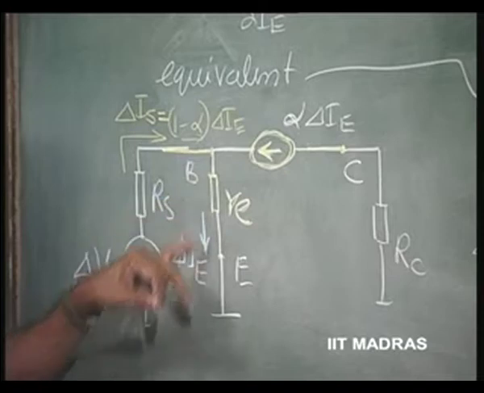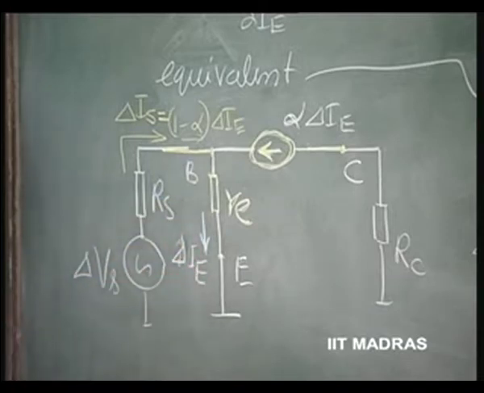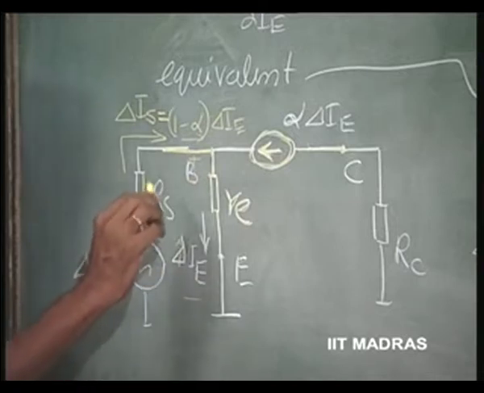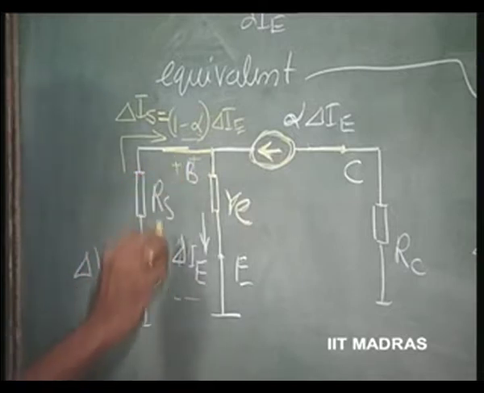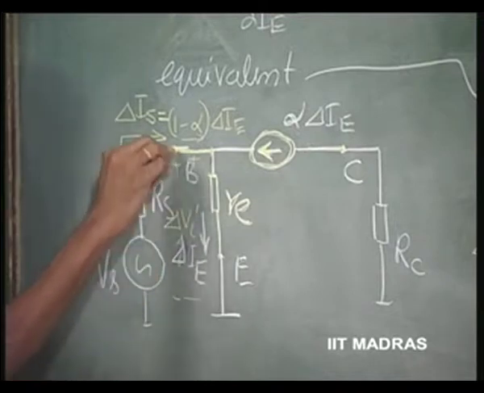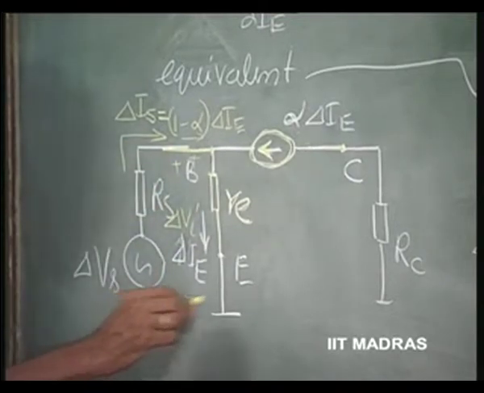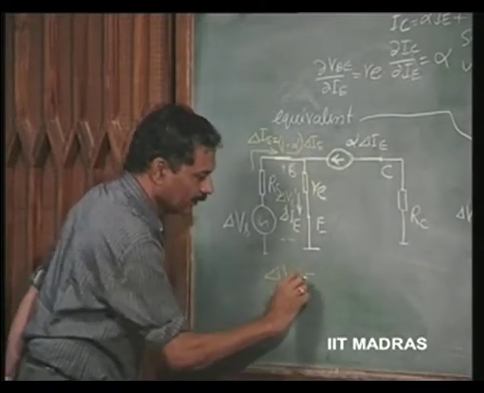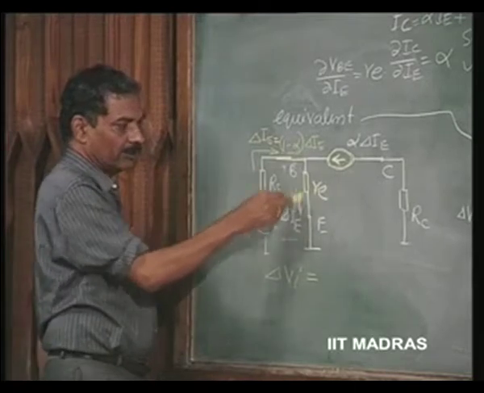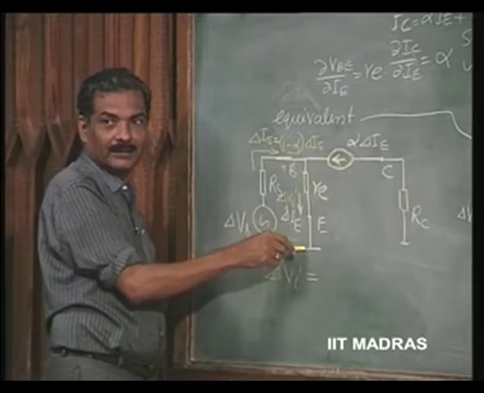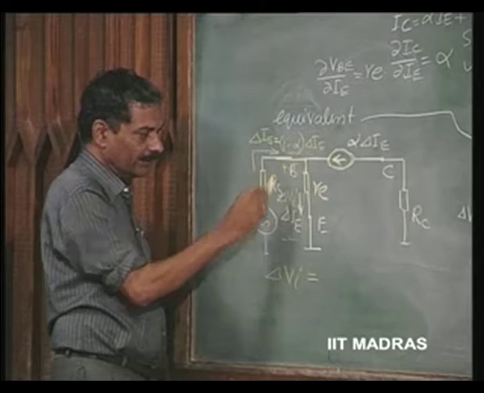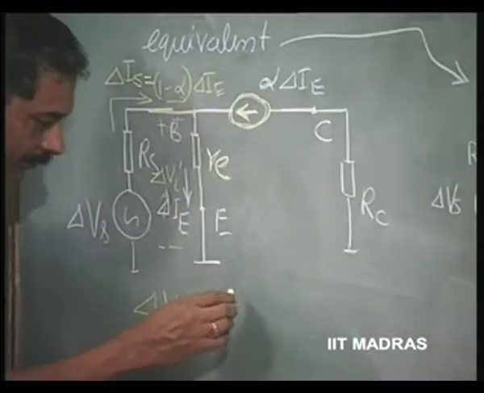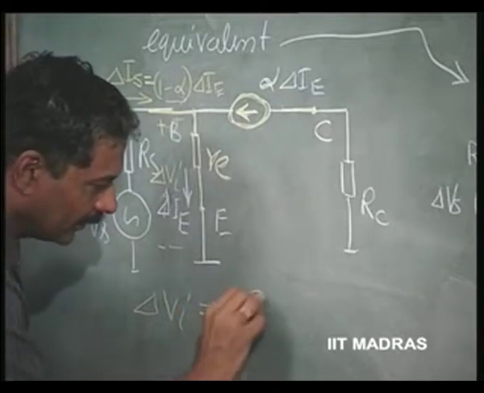And what is delta Ie? If this is a voltage here, delta Vi, we will call this delta Vi, the voltage between base and ground directly at the input of the amplifier. So, delta Vi is equal to delta Ie into Re. This delta Vi, the voltage across this, is nothing but delta Ie into Re.